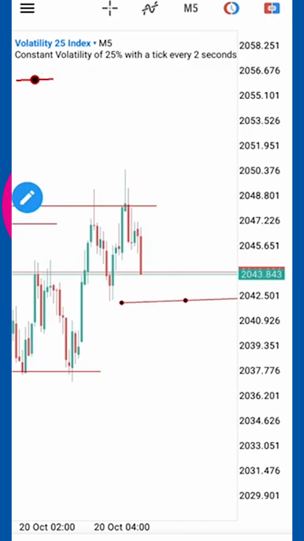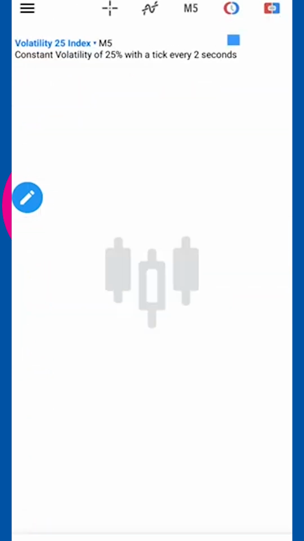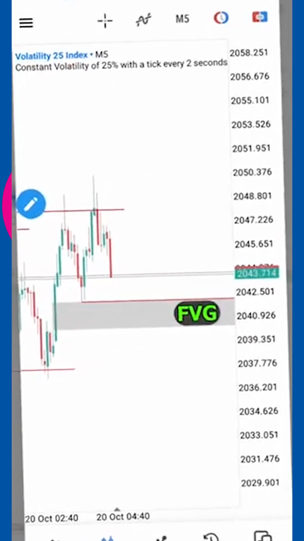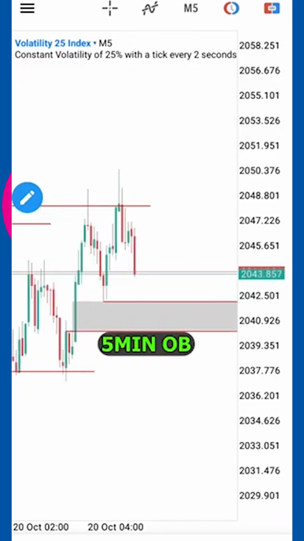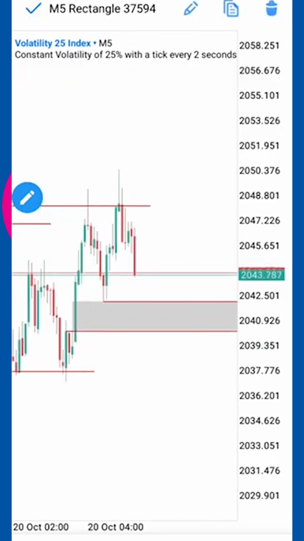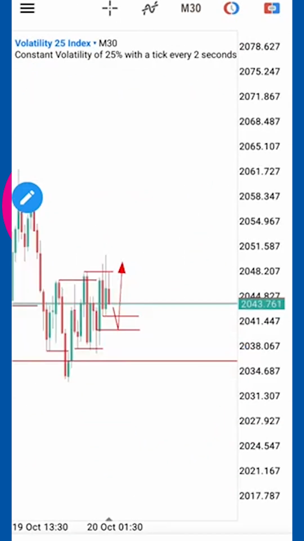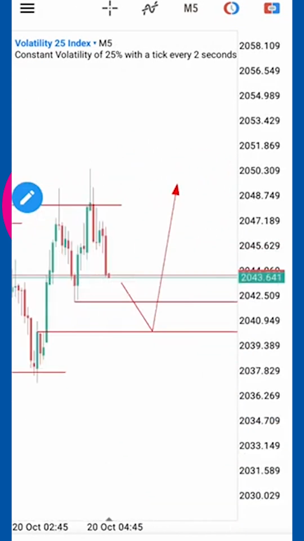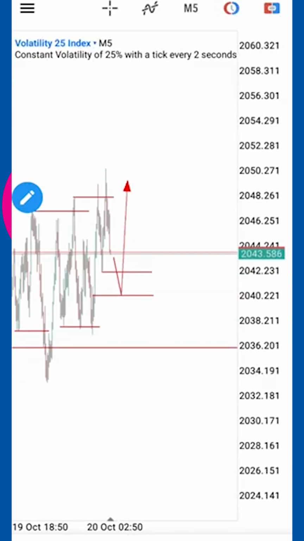But with this setup, where there's that internal sell side liquidity, and right below it there is that fair value gap, and then right below the fair value gap there is a 5-minute order block, I think this is one of the cleanest setups you could catch, because it has proven to work time and time again. So right now I was ready to place my buy limit, but then I want to show you guys where I think price will reach.